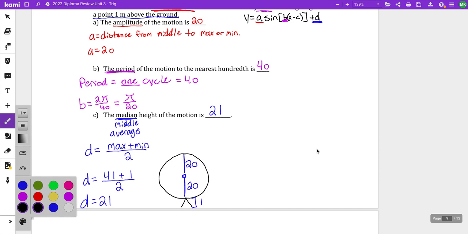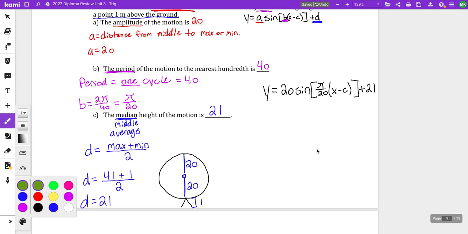Perfect. We could build this equation. Almost complete. We have an a, a b, and a d value. We currently have this: 20 sine pi over 20 x minus c, plus 21. The only thing that you would be missing would be your c value.